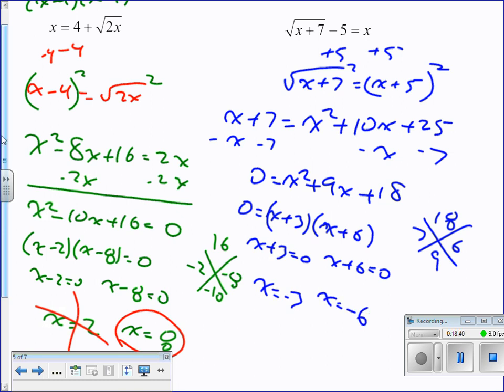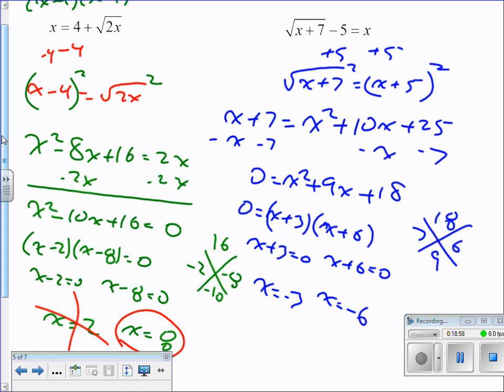Now, I know what you're thinking. You're thinking, oh, they're both negative. How can something with a square root be equal to a negative? Well, remember, we got the -5 in there. That might make a difference, so we do have to check them both. And it's okay to put a negative underneath. It might not be positive when you're done.